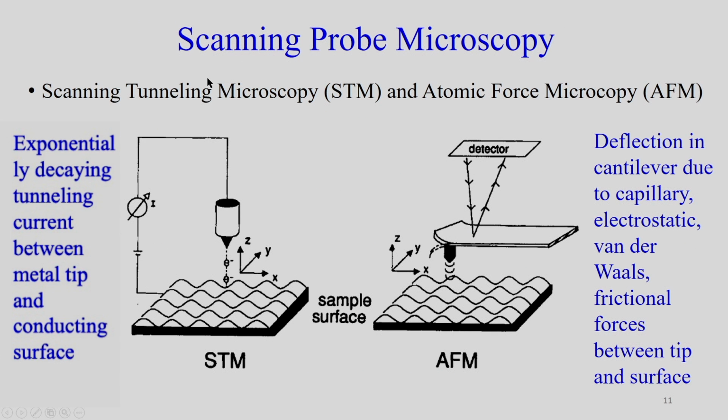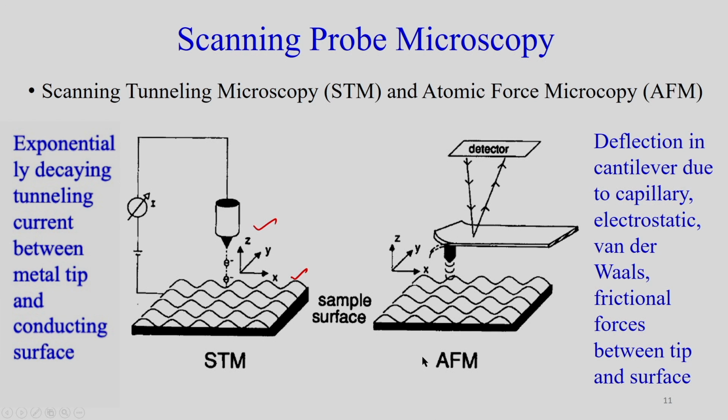So, next microscopy is the scanning probe microscopy. In this SPM, two methods are most commonly used, that is the scanning tunneling microscopy STM and atomic force microscopy AFM. So, in case of STM, we measure the exponential decay in the tunneling current between a metal tip and a conducting surface. So, basically here we require a conducting surface, and as it is a conducting surface, we are also using a metal tip, and what we are measuring is the exponential decaying of the tunneling current between the metal tip and your conducting surface.